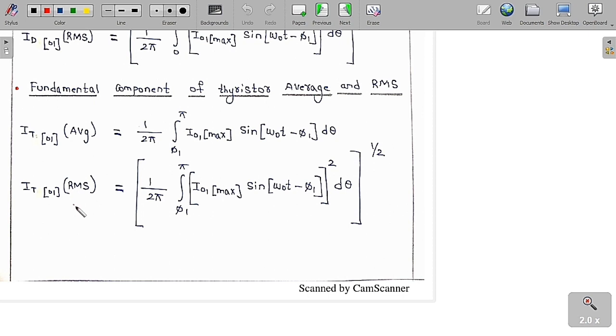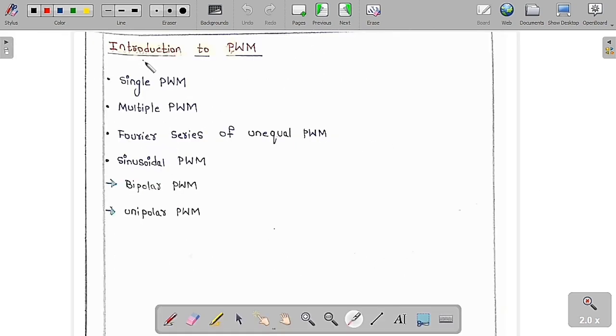Here also same thing. So I01 max into sine of omega naught t minus phi 1 whole square into d theta. So now we are going to discuss the introduction to PWM.